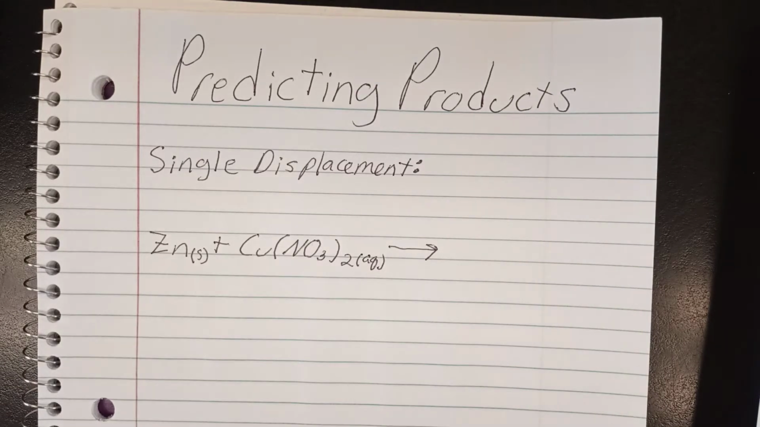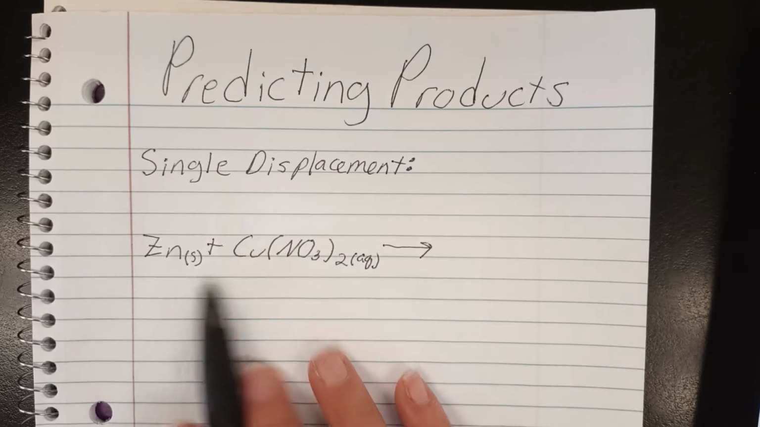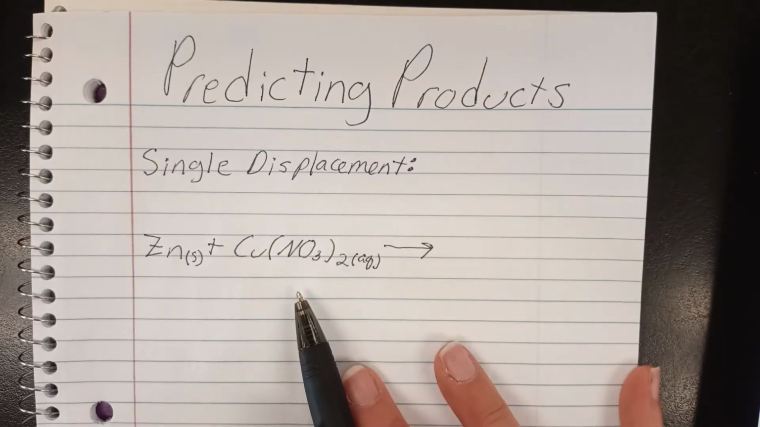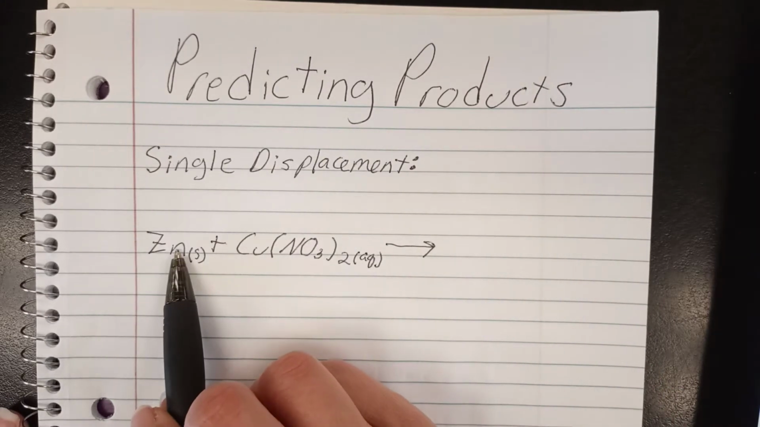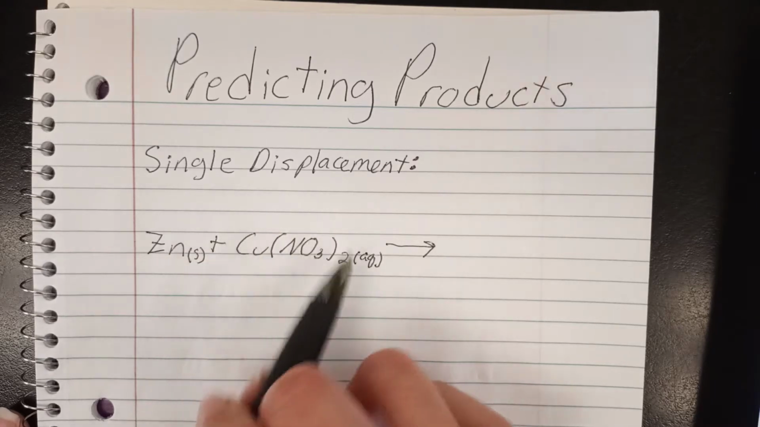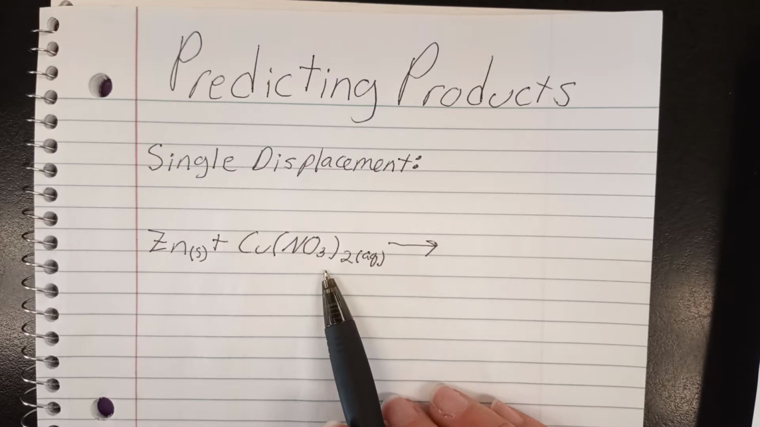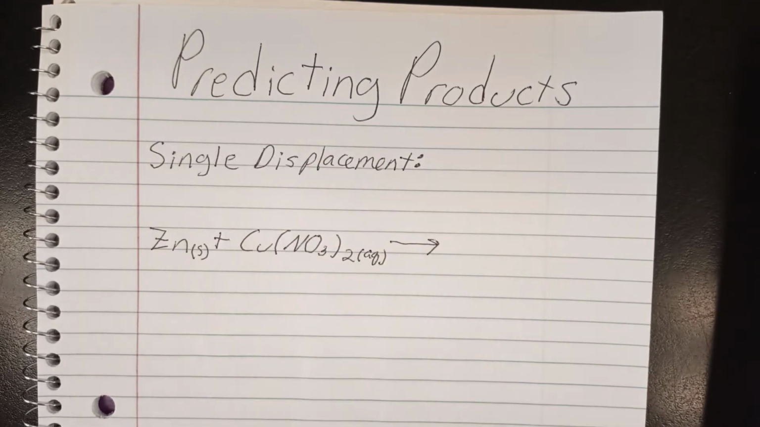Okay, so in this video, we're going to talk about how to predict the products when you only know what the reactants are. This is obviously a really useful thing to be able to do because as a chemist, you want to know what happens when you put things together before you do it. It would be really nice to know, when I put some zinc into my copper nitrate, what exactly it is that I expect to get out of this reaction.